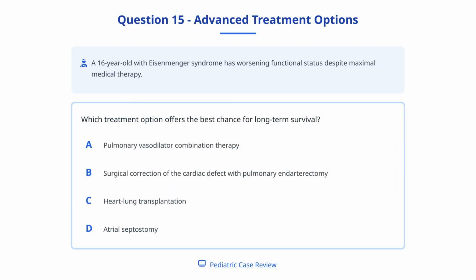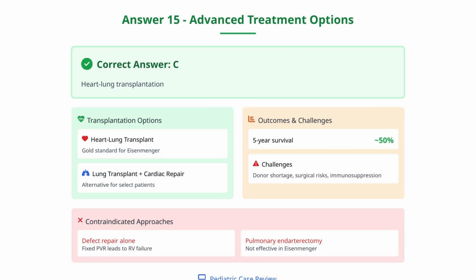For our 15th case, a 16-year-old with Eisenmenger syndrome has worsening functional status despite maximal medical therapy. Which treatment option offers the best chance for long-term survival? Is it A. Pulmonary vasodilator combination therapy, B. Surgical correction of the cardiac defect with pulmonary endarterectomy, C. Heart-lung transplantation, or D. Atrial septostomy? The correct answer is C.